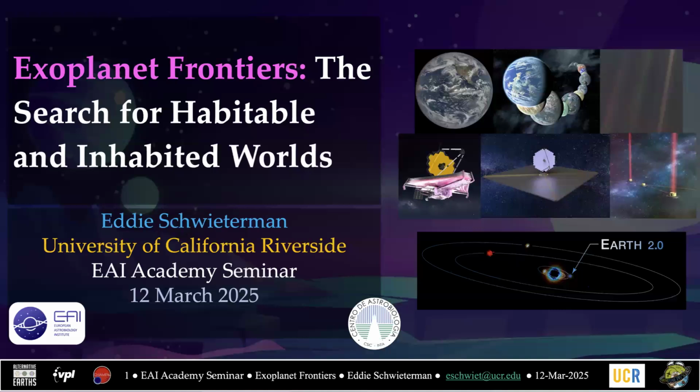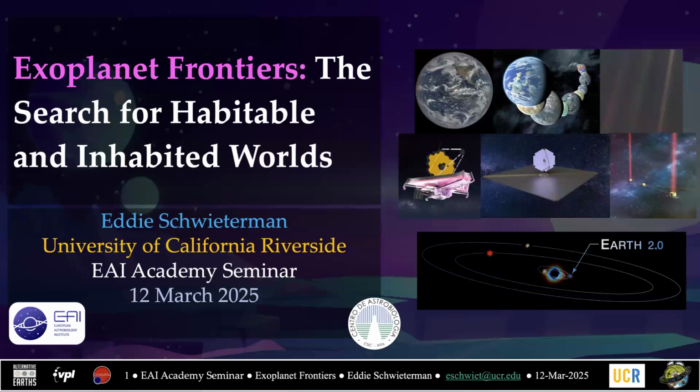I'm so pleased to speak with you all today about exoplanet frontiers, the search for habitable and inhabited worlds. And how I'm going to do this is first, I'm going to review why we're doing this. What would a habitable and inhabited planet look like in broad strokes? Where are we in terms of exoplanet science in characterizing exoplanet atmospheres?